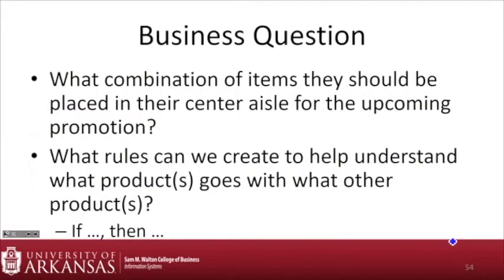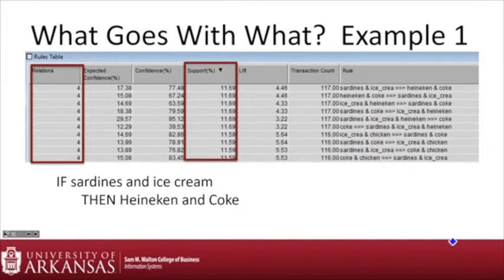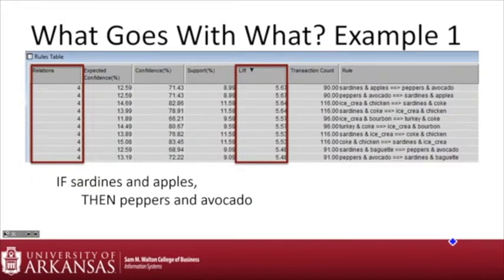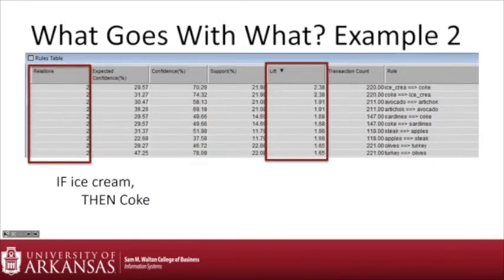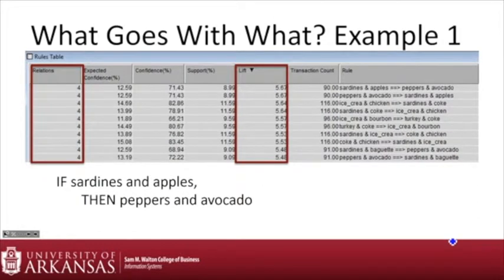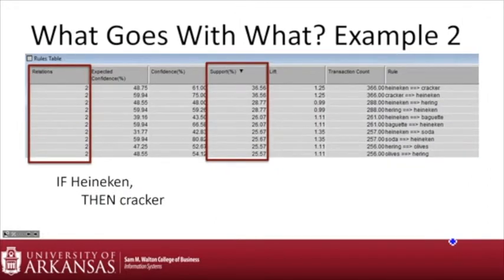And again, we're going to try and figure out what should be in their center aisle and can we produce some rules. Oh look, we kind of already did this. I just wrote it out. So then the other thing that I did, so that was when I had relations of 4, I changed it to just having 2.